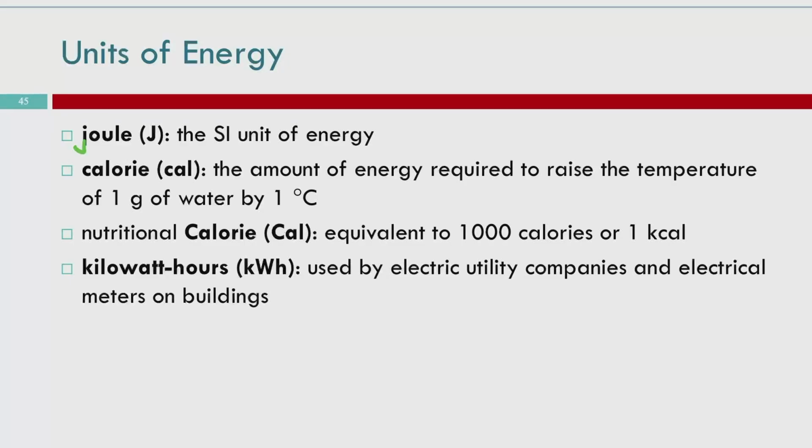We also have the calorie, cal. This is defined as the amount of energy required to raise the temperature of 1 gram of water by 1 degree Celsius. We also have the Calorie, Cal, which is equivalent to 1,000 calories. It's also called 1 kcal. Not confusing at all, right? So cal, just to be very clear, is not the same as Cal.